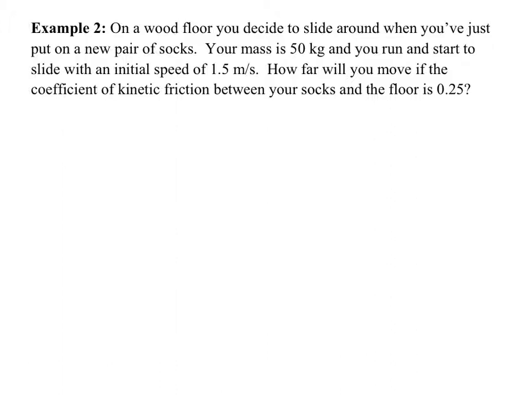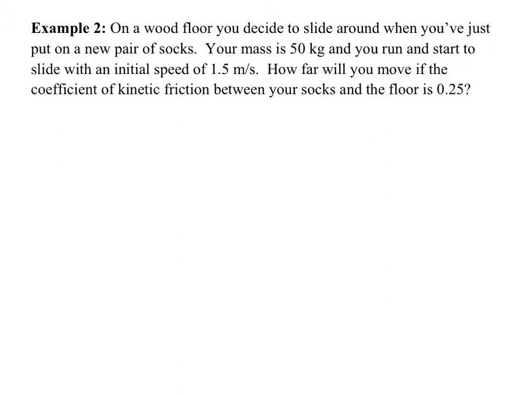So in this problem, these numbers, by the way, are actual numbers that make sense. Like 50 kilograms, that's like 120, 140 pounds. An initial speed of 1.5 meters per second is reasonable. A meter every second would be this, right? That's a meter every second. So I'm going a little faster than that, and then I start sliding. 0.25 between socks and a wooden floor is a relatively good value, right? That's our mu K. Very good.